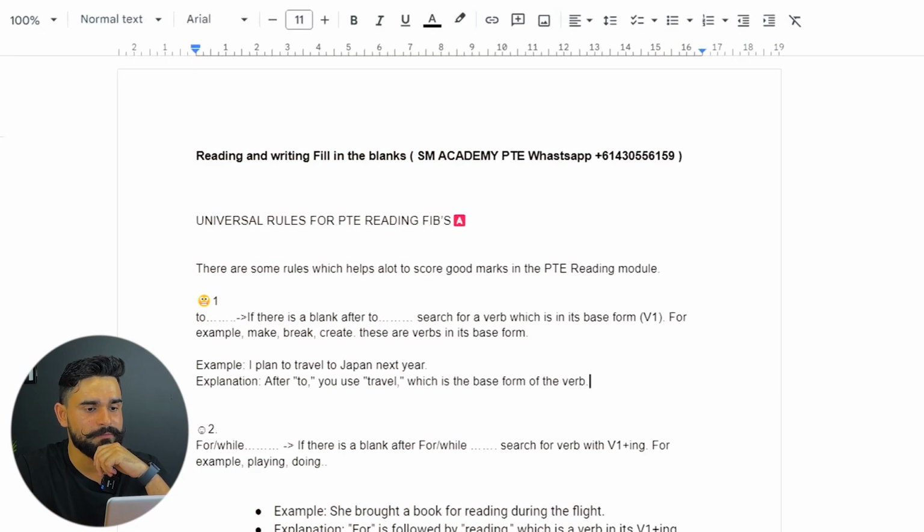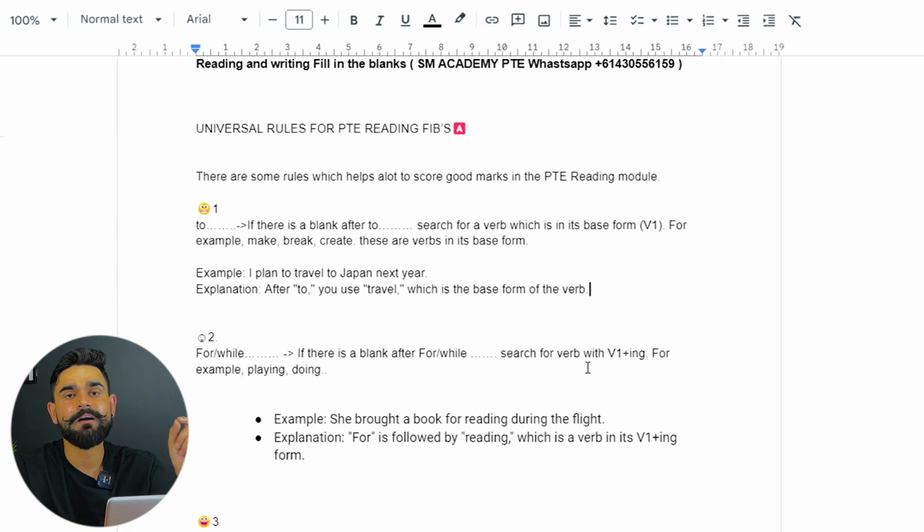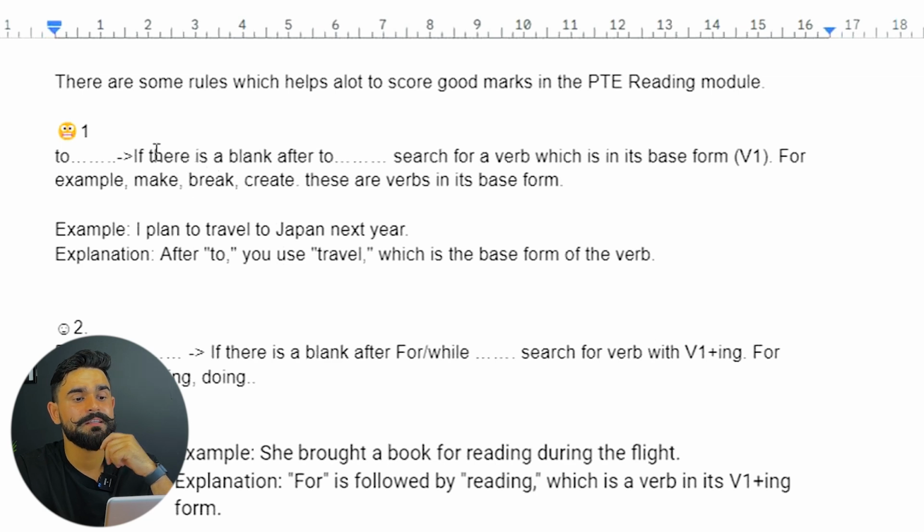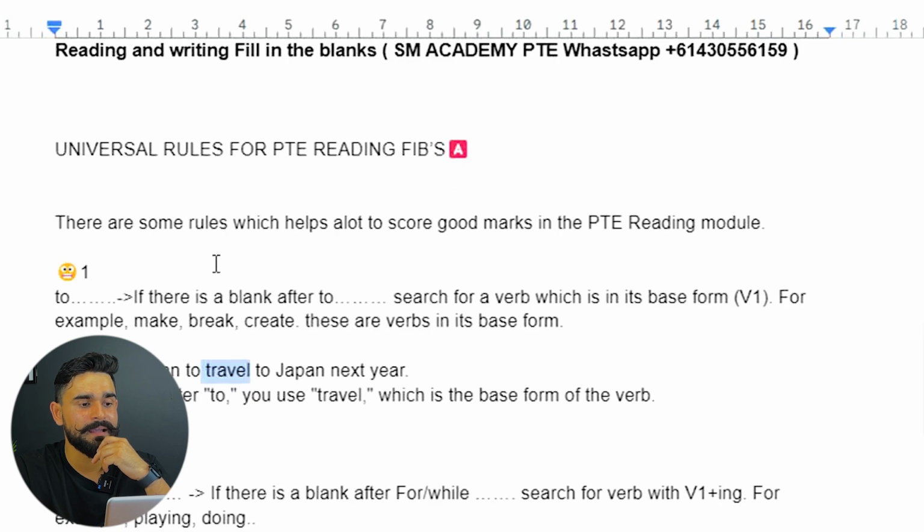So guys, the first rule is, if there is a blank after "to", usually the base form, the V1, the verb first form, will come after "to". For example, "I plan to dash to Japan next year." Then "travel" will come. Travel is the base form of the verb, the first form. This is V1 and it's a base form. Usually if there is a blank after "to", then a base form of the verb will come, V1 usually.